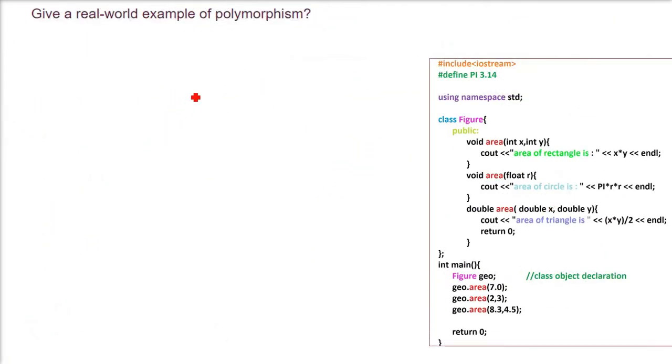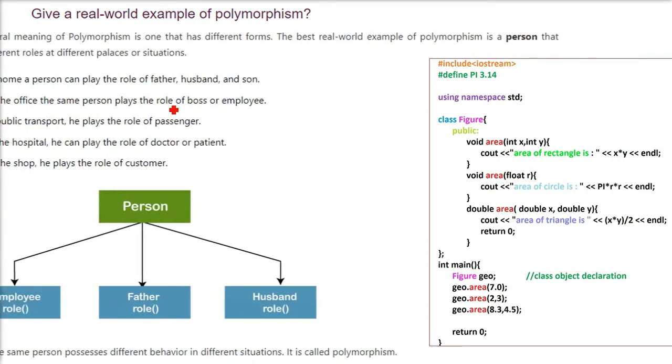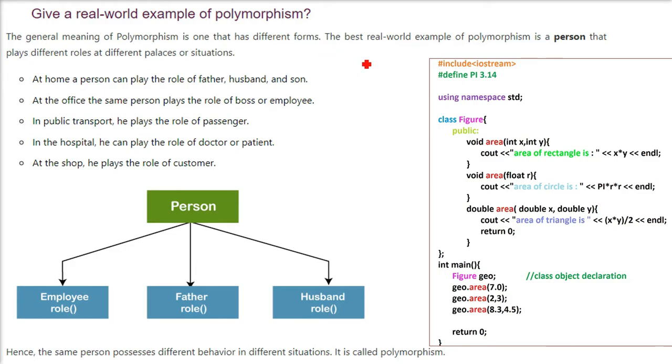Give a real world example of polymorphism. Polymorphism is one face, different acting. One thing doing different kinds of work. So the general meaning of polymorphism is one that has different forms. Just assume a person playing different roles. A person at home can be a father, a husband, a son. So a single person is playing different roles.